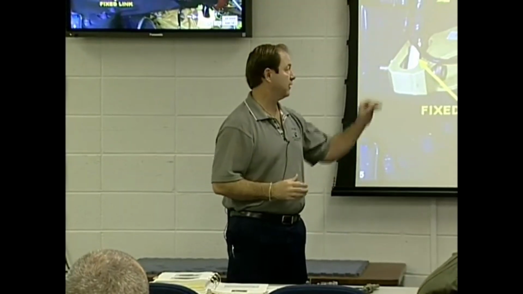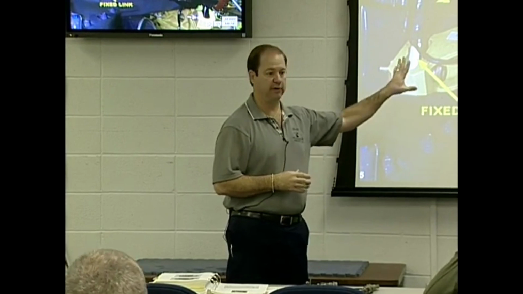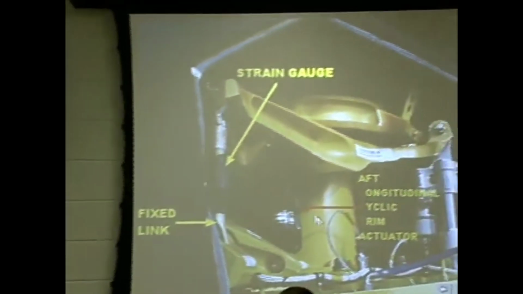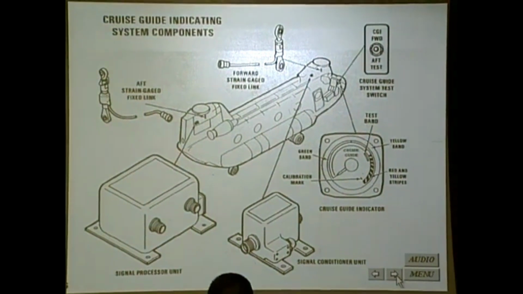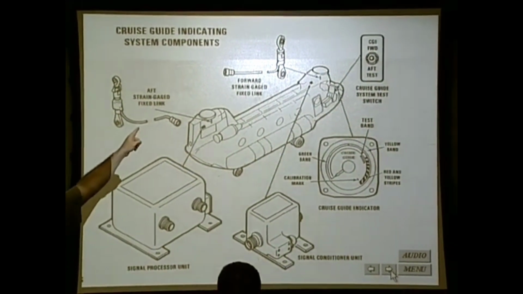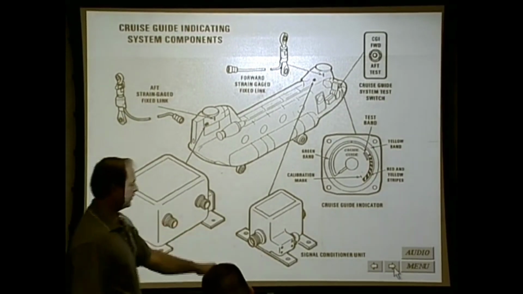Now, as we look at the components, this is the aft fixed link, aft strain gauge. There's the aft longitudinal cyclic trim actuator. The system's going to consist of the gauge up in the cockpit, which we already talked about. The strain gauge, or the fixed link, is going to send a signal to what's called a signal conditioner unit. It's located in the forward left side of that forward pylon. That's where that signal is going to go to. That signal is then going to be sent to the aft pylon.